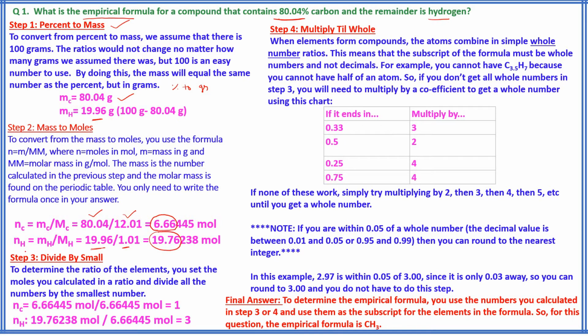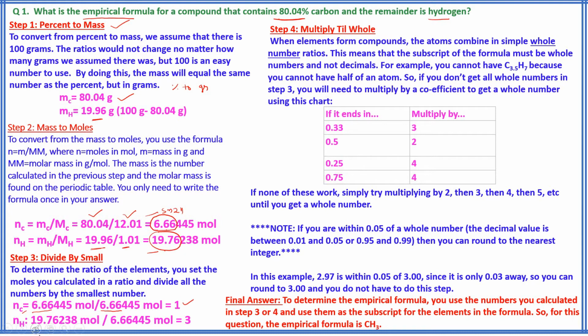Number of moles of hydrogen is 19.76. Number of carbons is 6.66 here. Now divide with which is smaller one? This one is smaller. Now divide this one with the smaller one, and this one also with the smaller one. Number of carbons is actually 6.66. Dividing with the smaller number, we get 1.